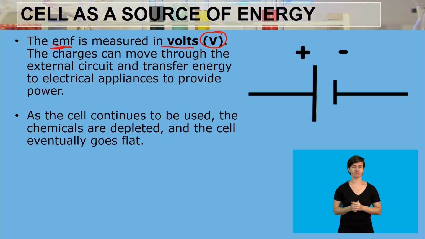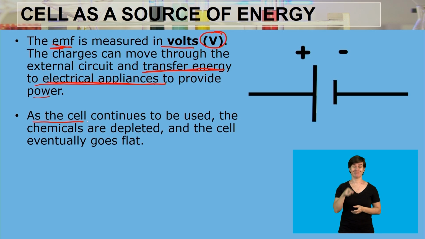And then the charges can move through the external circuit and transfer energy to electrical appliances to provide power. So as our charges, as our electrons, are moving from one point to the other, they are going to be transferring energy to the electrical appliances. All the appliances that you are using at home, be it your kettle, your cell phone, or the remote, work because the electrons that are passing through those wires are transferring energy into that electrical appliance.